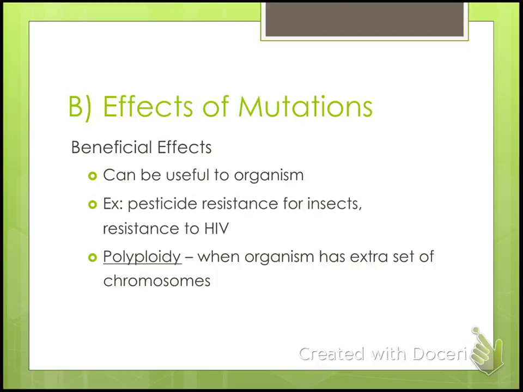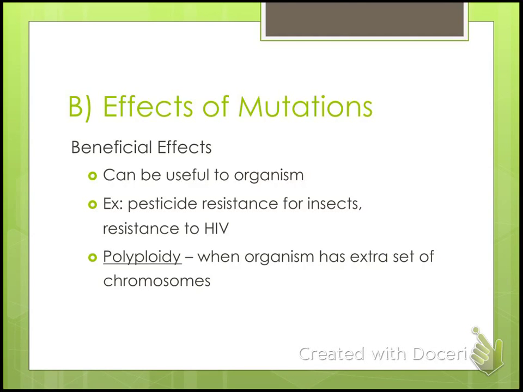So beneficial effects of mutations, it can be useful to organisms, believe it or not. So we use pesticides on our foods and fields. It's a very common thing to use in farming. It helps get rid of the insects so that the crops are better, they're better for us to eat, they're not rotten, there are no holes in them. But some mutations in insects have caused them to be resistant to pesticides over time. So for humans, that's not good, it's ruining our crops.